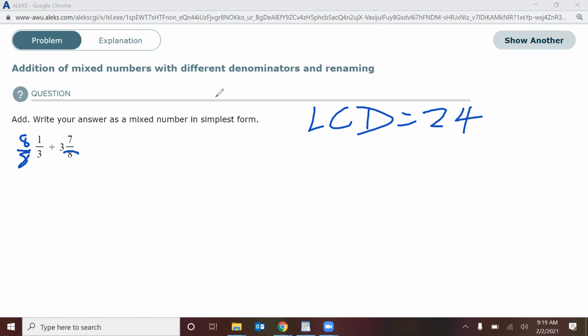What do I need to multiply its denominator by so that it becomes the least common denominator? I need to multiply it by 3. And if I multiply the bottom by 3, I need to do the top by 3 as well.